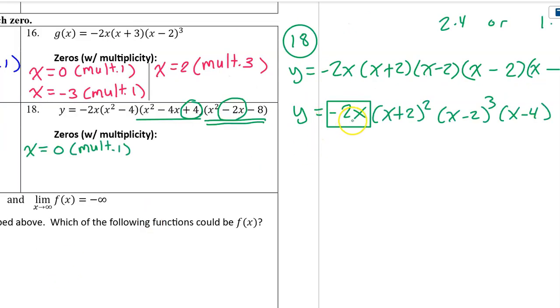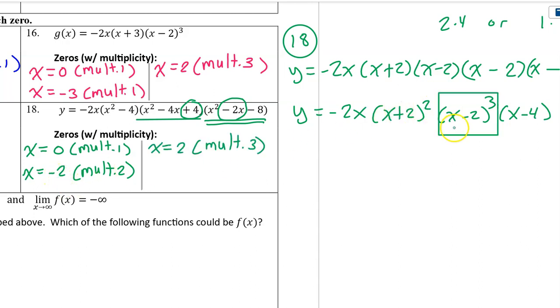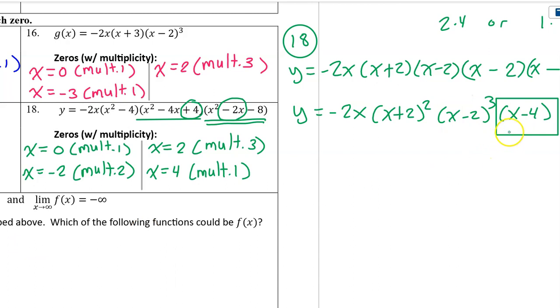The first factor gives us x equals 0, multiplicity 1. The second factor gives us x equals -2, multiplicity 2. This factor gives us x equals 2 with a multiplicity of 3. And the last factor gives us x equals 4, multiplicity 1.